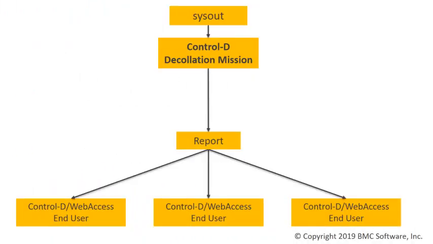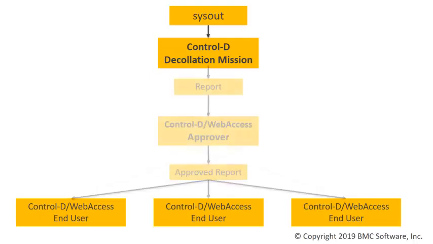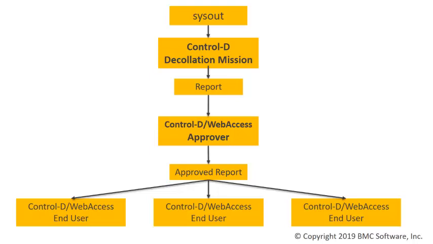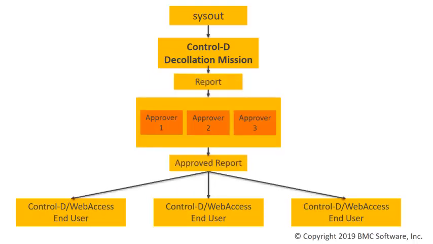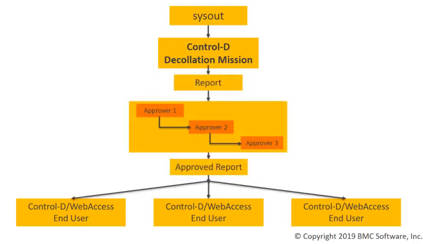Reports are distributed to recipients specified in the decollation mission. These recipients can view the report through Control-D WebAccess. You can decide that after a report is generated, it must first go through an approval process. You can require that multiple approvers review the report, either in parallel with no dependencies between approvers, or as a hierarchical multi-level process where each approver must wait for the previous approver.